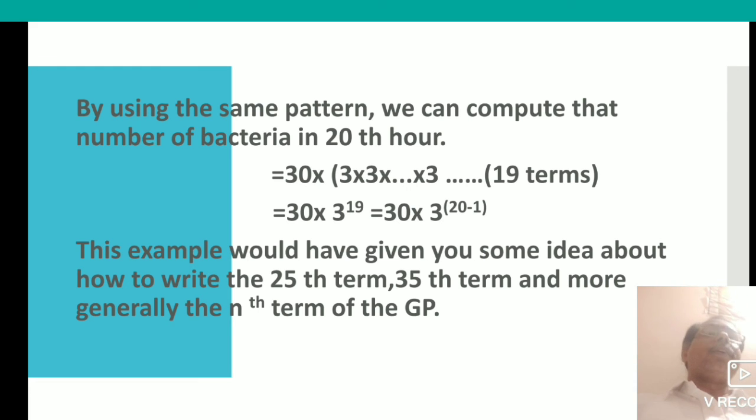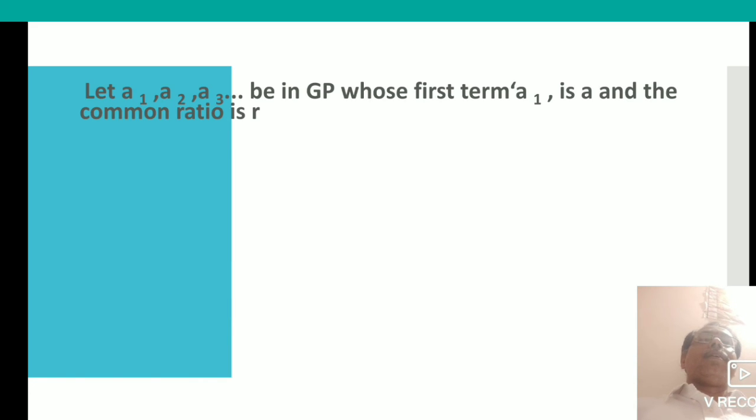Yes, children, you can easily get that pattern. And in a similar way, the 35th term is equal to 30 into 3 to the power of 35 minus 1. And more generally, if it is the nth term, then it is equal to 30 into 3 to the power of n minus 1. So here 30 and 3 are fixed. Okay, see that pattern. Now let us analyze this one.